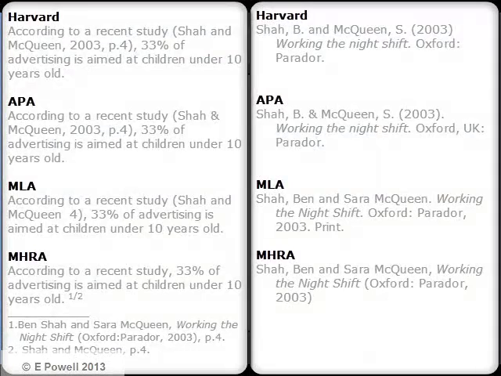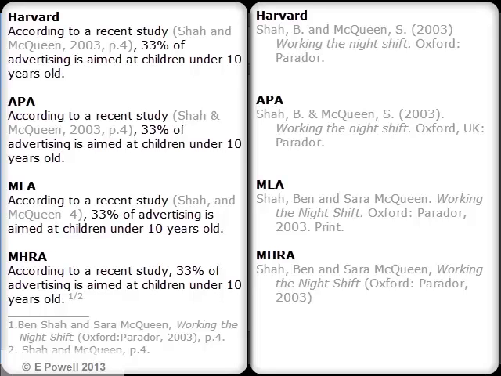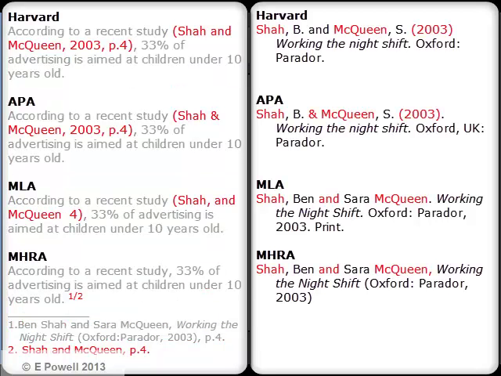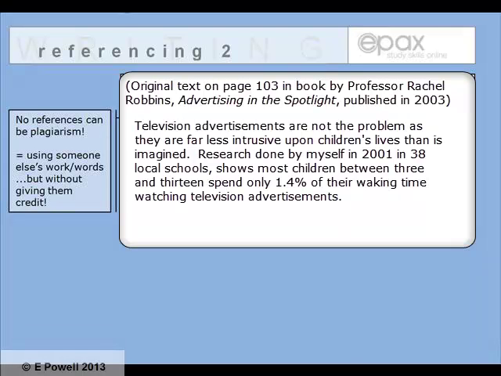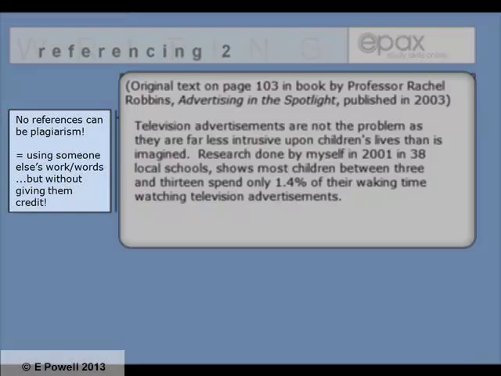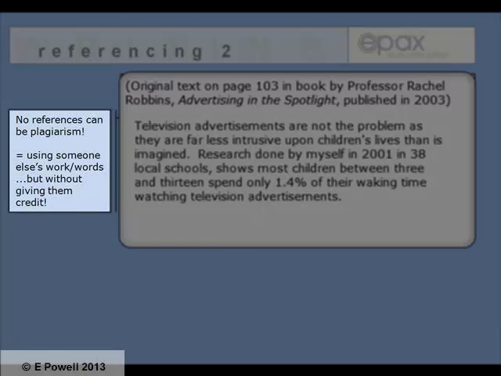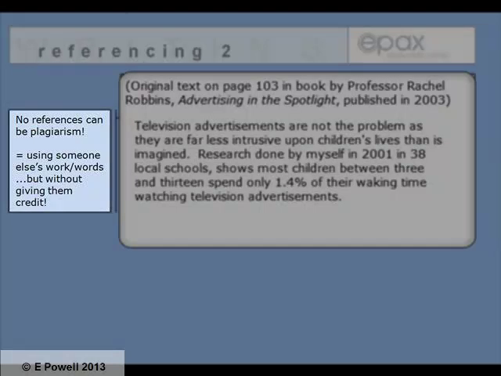Next, let's briefly look at the whole quoting, referencing, and bibliography relationship in each of the styles. So here is the quote, then the reference where it's from, and here is what it refers to, your bibliography, so full details if anyone wants to check it. And last, why do you need references? Because no references can be seen as plagiarism, a serious offence at college. This is using someone else's work or words, but without giving them credit.